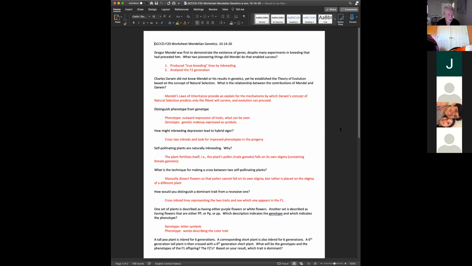How would you distinguish a dominant trait from a recessive one? Well, you cross inbred lines representing the two traits and see what appears in the F1. The F1 should be all alike. Whatever that phenotype is, that's the dominant trait.